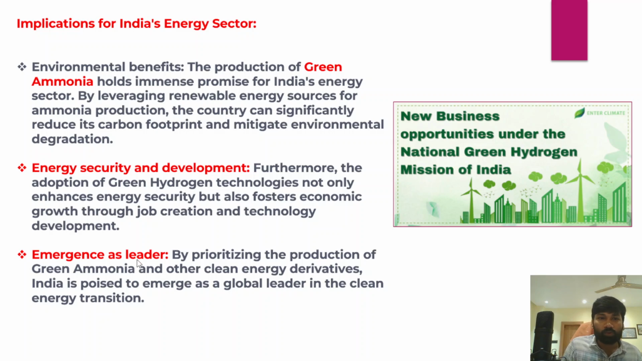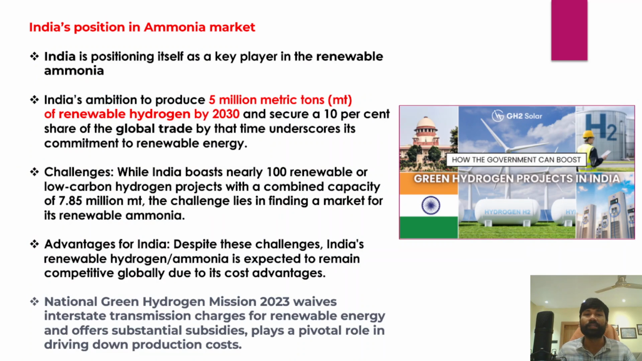It is also one of the objectives that India should emerge as a leader in the production of green hydrogen or in the renewables sector. And India has also been making rapid strides towards achieving this goal. So we must prioritize the production of green ammonia and other clean energy derivatives. If we focus more on the clean energy sources, India could easily become a global leader in the clean energy transition, and we will be able to achieve all our targets in the very near future.